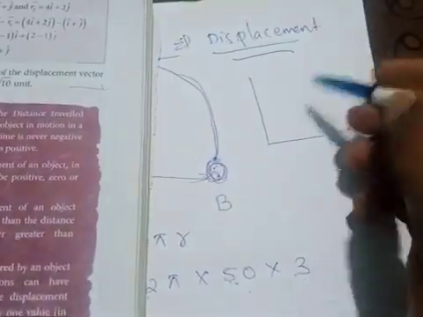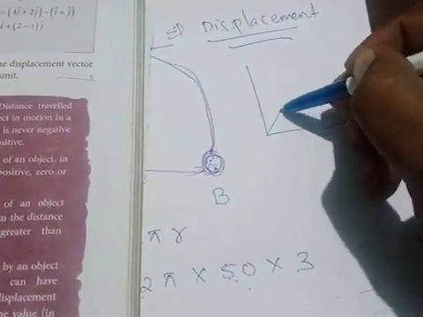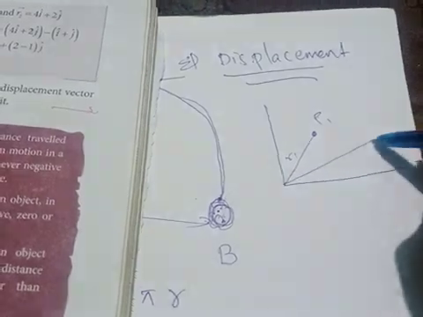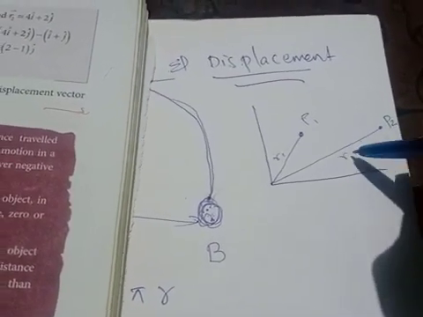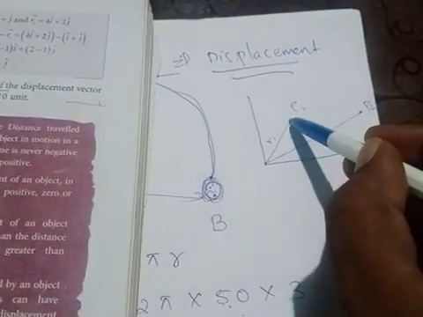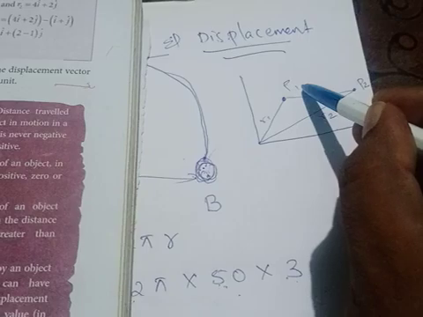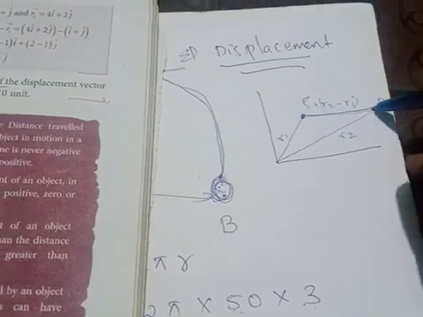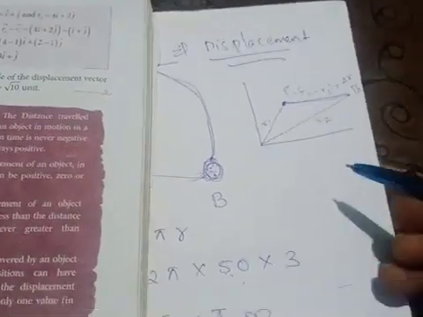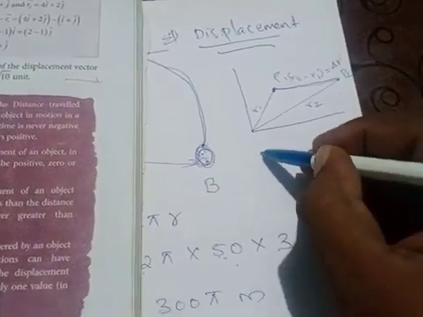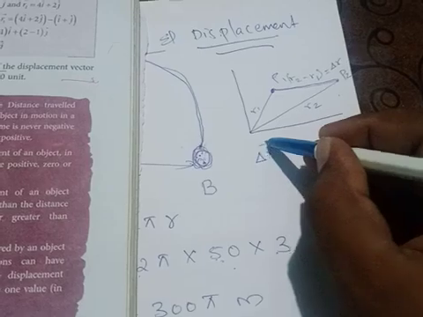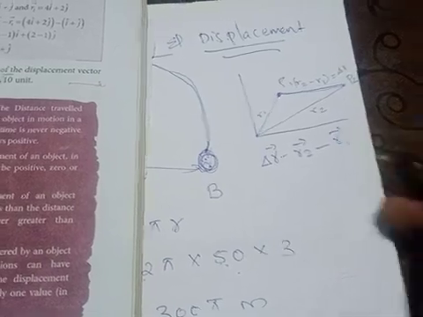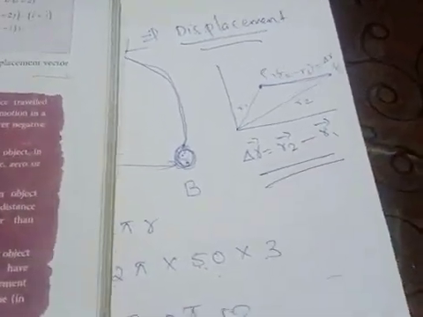So you see, the particle moving to P1 has position vector R1. Another particle moving to P2 has position vector R2. And the difference between these positions is R2 minus R1. This difference we can write as delta R. So delta R vector is equal to R2 vector minus R1 vector. This is the position vector formula.